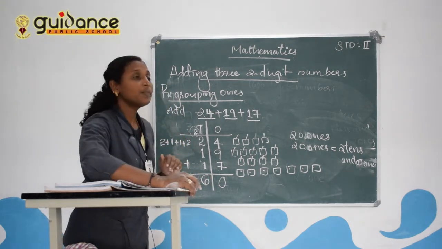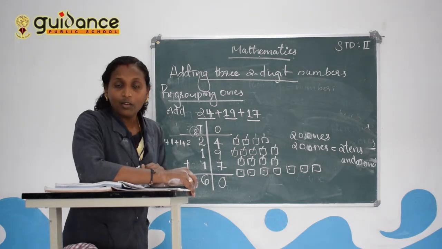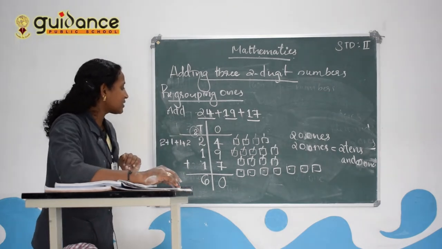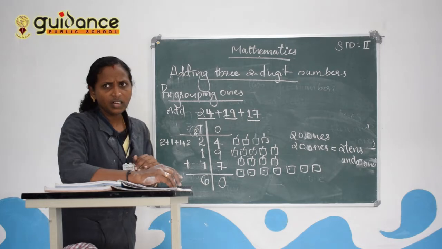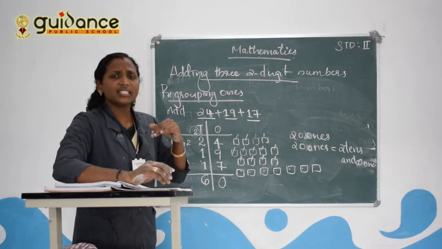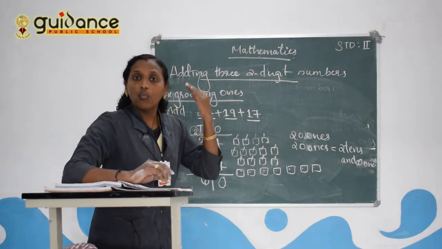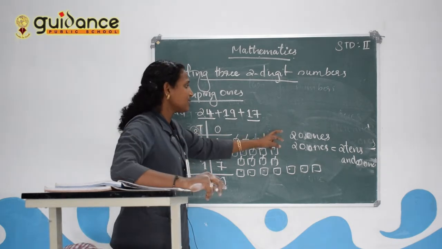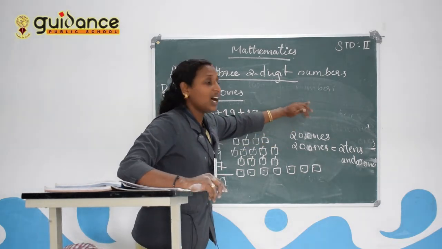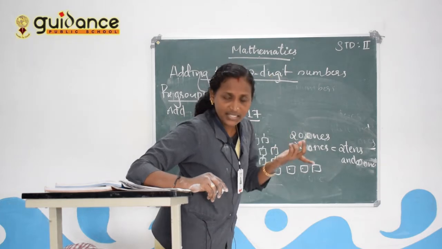What is the answer? 60. What is the answer? 60. All of you clear? First we add the ones. So look at these ones. How many ones will we get? It has 20 ones.